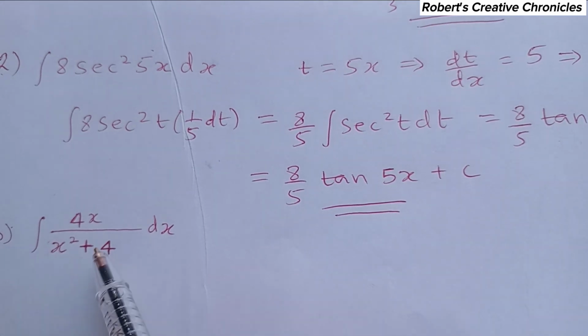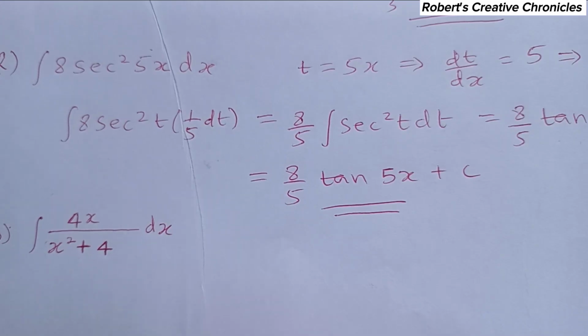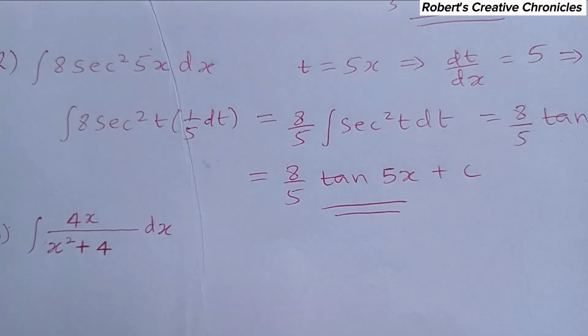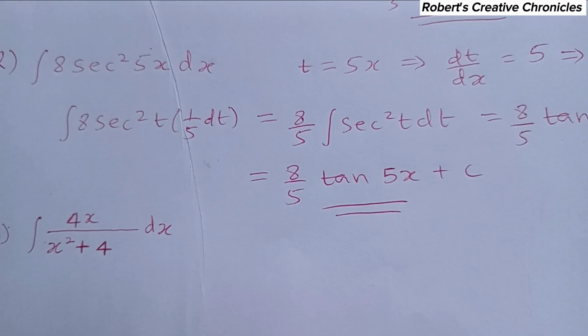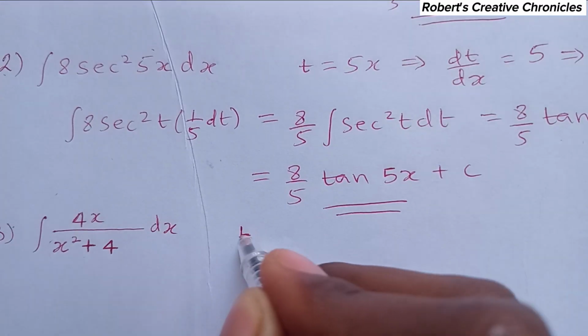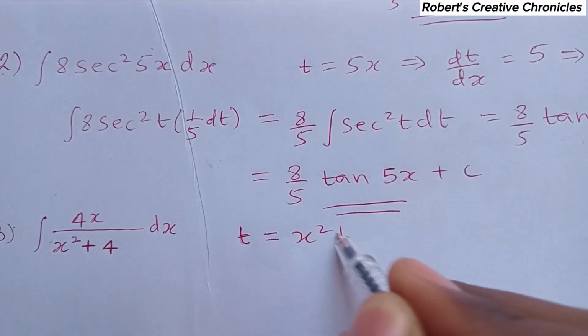So we will take the denominator as our t. It's not like differentiation whereby you substitute the whole function. No, in this one you only take one that will cancel the value of x in the other one. So I will say let t equal x squared plus 4.